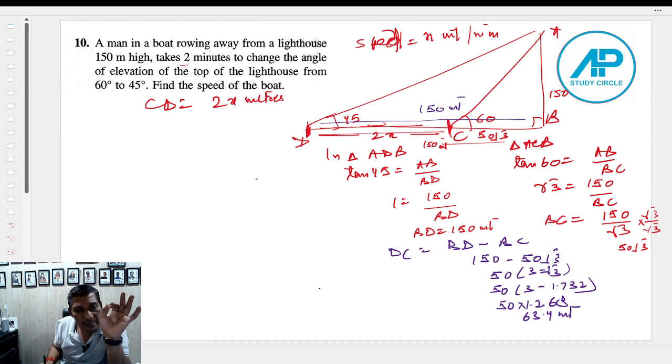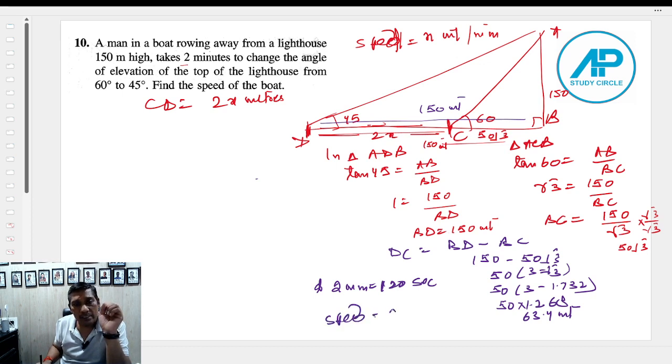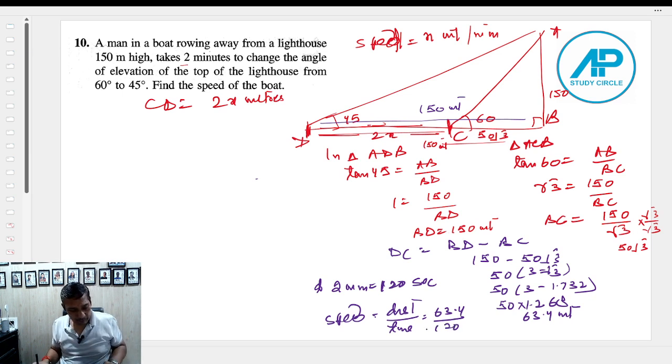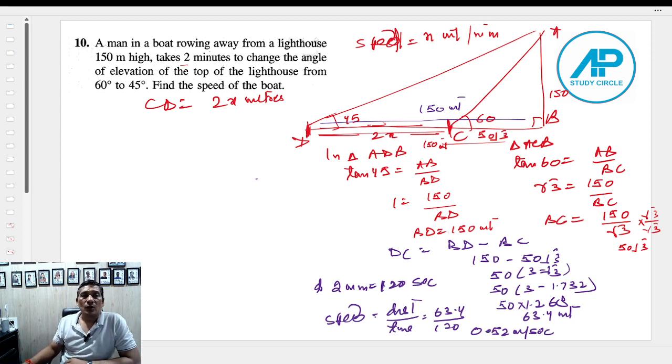So 2 minutes means 120 seconds. So agar aapko speed nikalni hai, to distance upon time kariye, 63.4 upon 120. Answer is 0.52 meter per second. That's how we got the speed of the boat in this question, and we get the speed directly in meter per second as well. If you want meter per minute, simply divide by 2. Talk about answer meter per minute mein aa jayega.